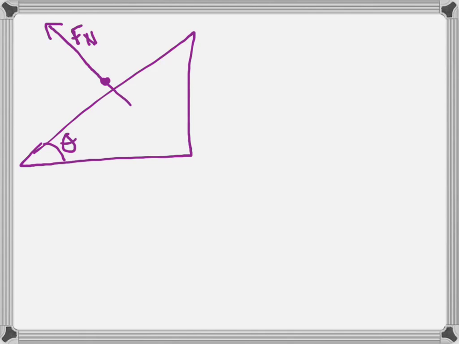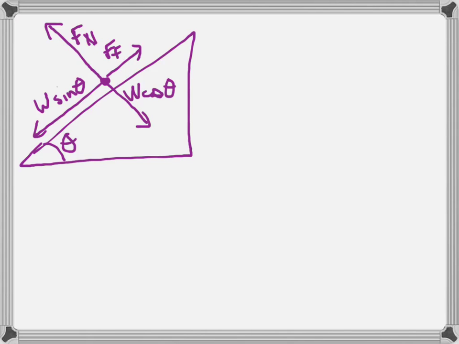I'm going to have weight cosine theta working in. I'm going to have weight sine of theta working down. And I'm going to have friction working back the other way. Now you'll notice I'm not going to make it as long as this one going down because I know that this object's supposed to be accelerating downwards. I'm going to figure out what that equation is.